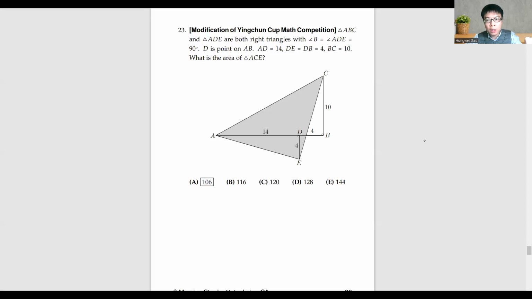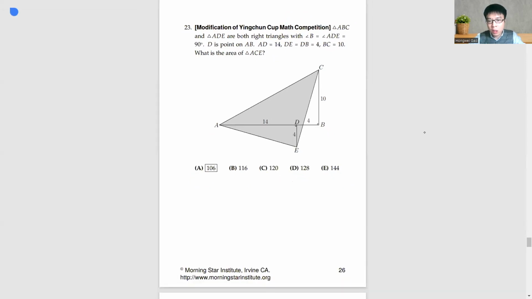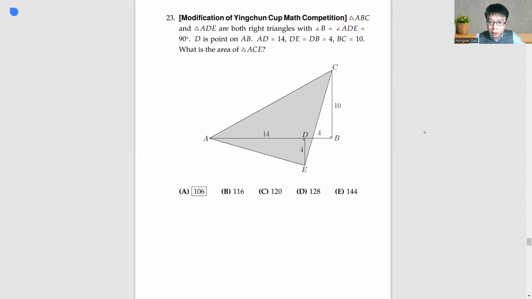Question 23. ABC and ADE are both right triangles with angle B and angle D right angles. These are points on AB, so AD is 14, BE equals DB equals 4, BC equals 10. What's the area of ACE? Now, we can use cut and paste to express the area of ACE by some irregular shapes. But here, it's important to find this intersection of CE with AB. Let me call it F.